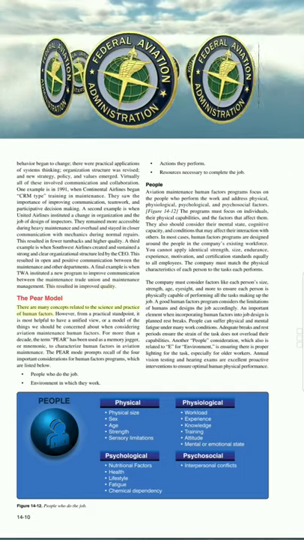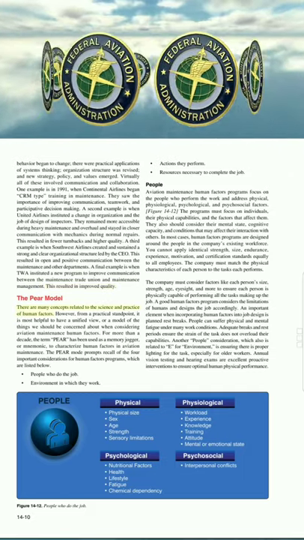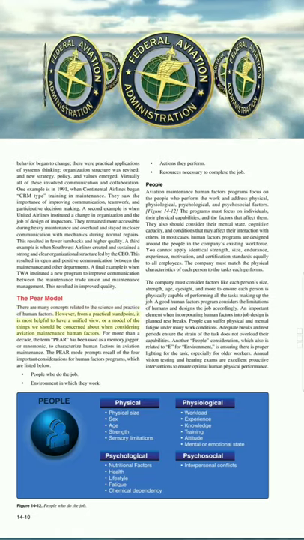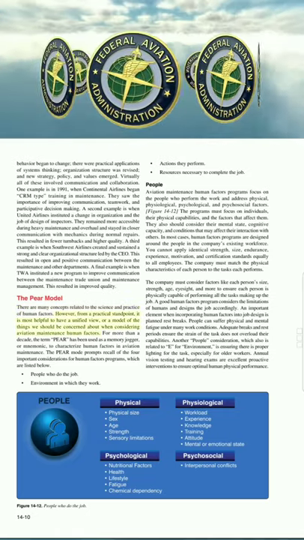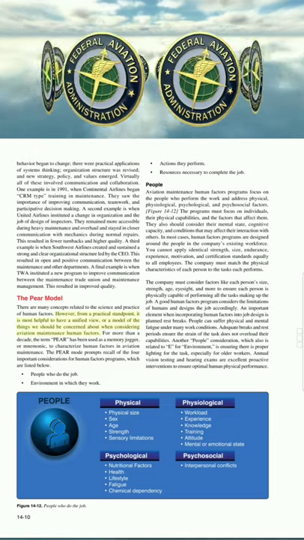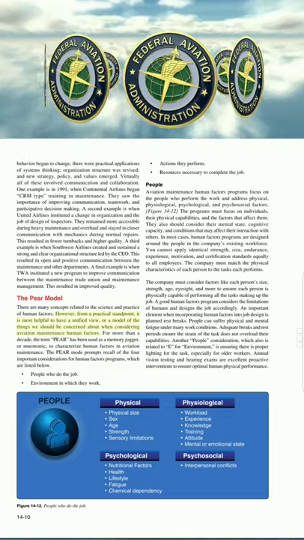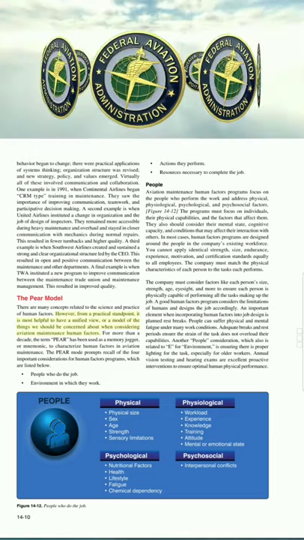The PEAR model. There are many concepts related to the science and practice of human factors. However, from a practical standpoint, it is most helpful to have a unified view, or a model of the things we should be concerned about when considering aviation maintenance human factors.